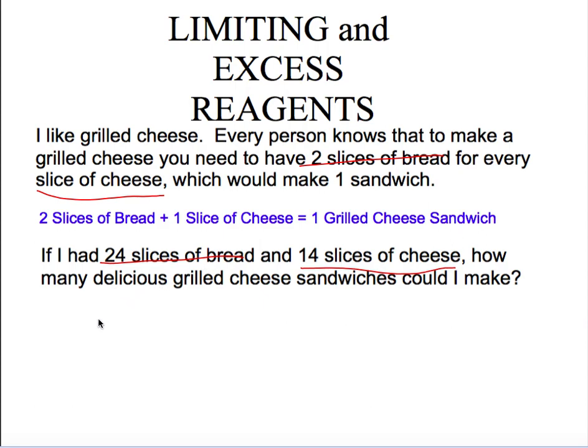Well, because I need 2 slices of bread per sandwich, 24 divided by 2 means I can make 12 sandwiches with the bread, and I only need 1 slice of cheese, so I can make 14 with the cheese. So I can only make 12 grilled cheese sandwiches in this instance. My 2 extra slices of cheese are going to be no good as far as grilled cheese sandwiches go.